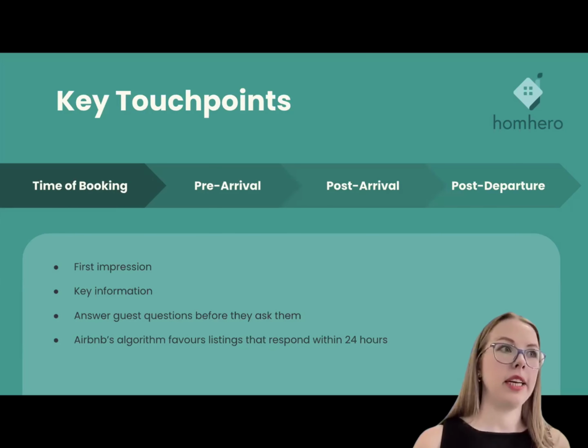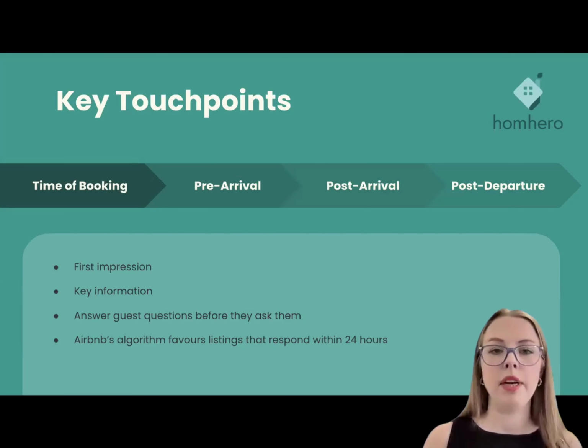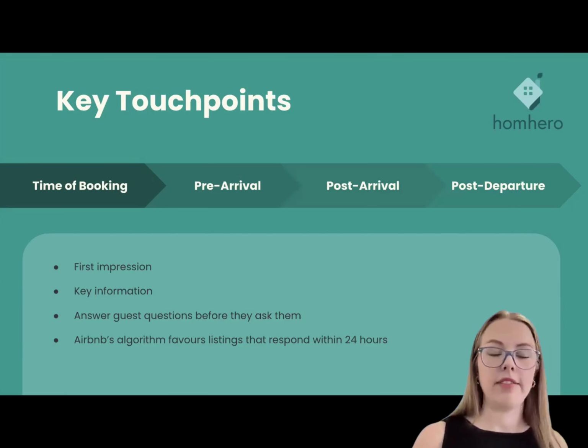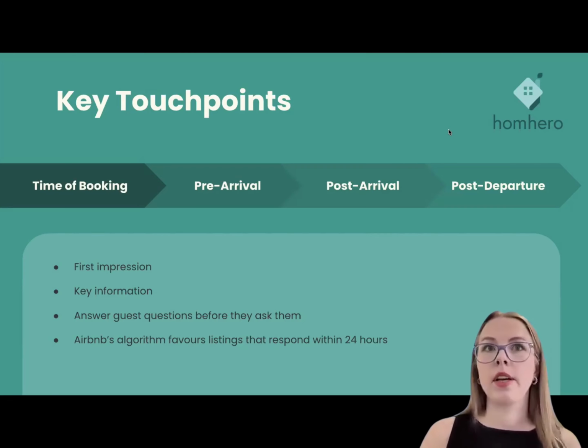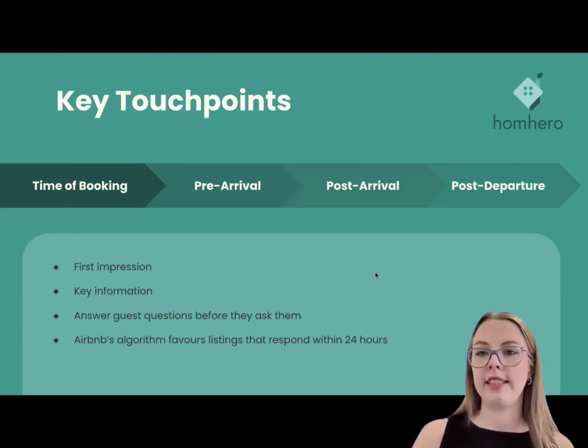We also know that on Airbnb, your algorithm favors listings that respond within 24 hours of the booking being made. So if you're currently sending your confirmation only via email, I highly recommend that you do update that to send via Airbnb messaging as well. That will impact your algorithm there. Cool, so that's your time of booking, your first impression, your confirmation that goes out to the guest.